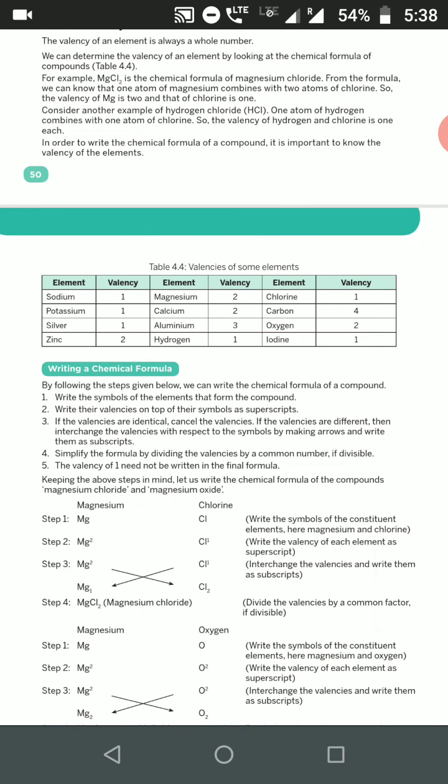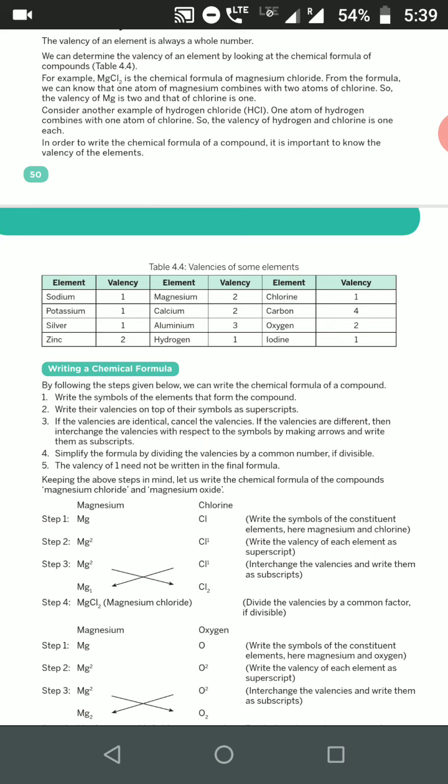Next, how to write the chemical formula. Writing a chemical formula is easy if you learn the valency from the above table. First, write the symbols of the elements that form a compound. If I am telling you to write the formula of magnesium chloride, first write the symbol of magnesium, that is Mg, and chlorine, Cl.